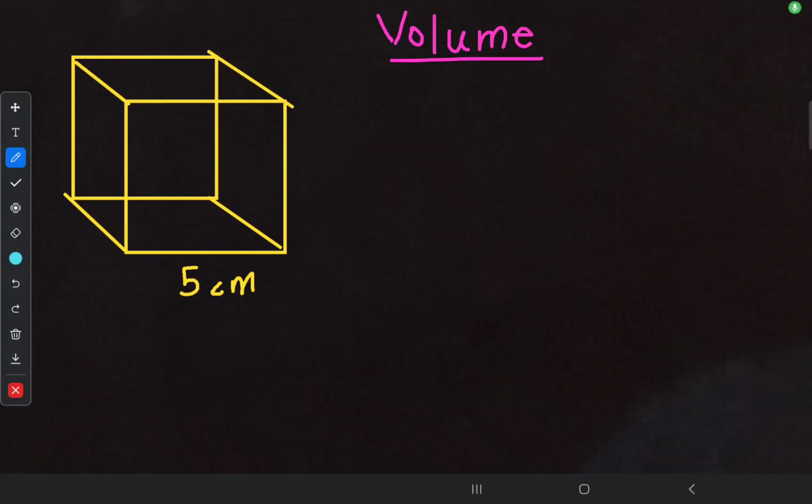About volume of a cube. Okay, first thing we are going to discuss under volume, that should be our cube. Cube means, just think of a Rubik's cube. I hope you know what a Rubik's cube is. You can rotate it in all 360 directions.